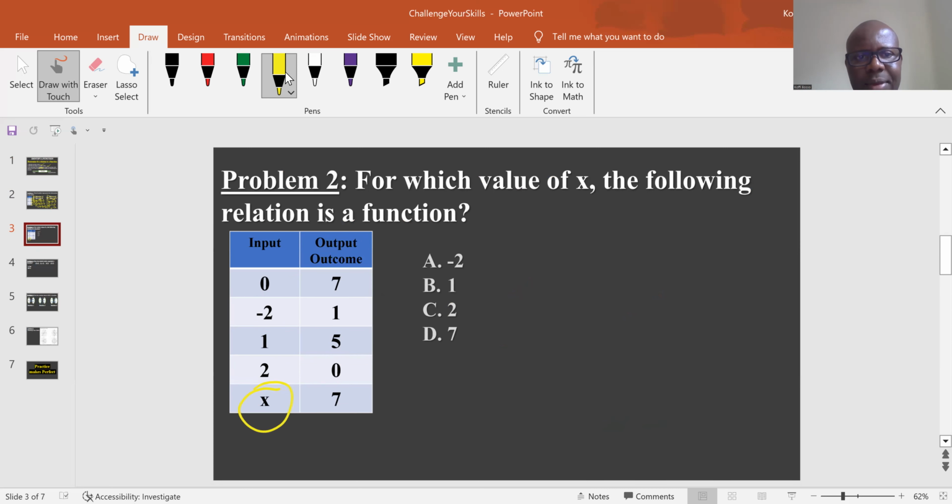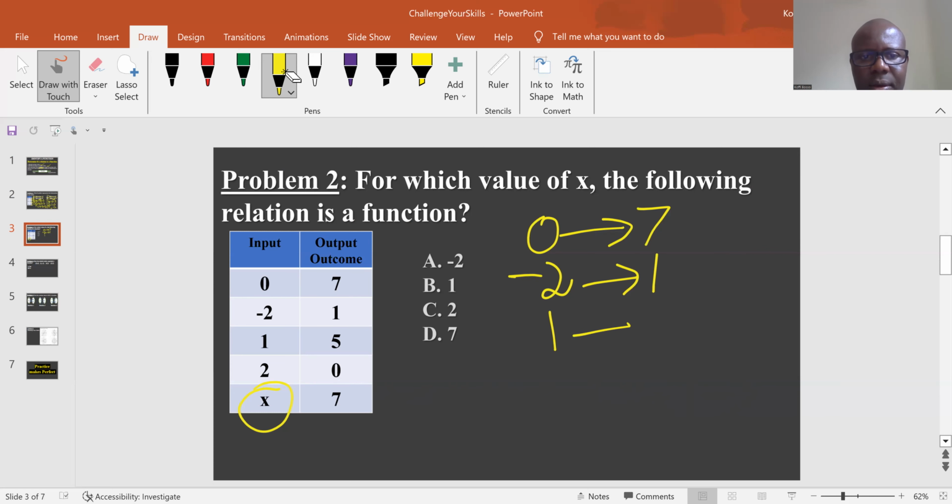Okay, that means what? 0 is input, and the 0 has one output, which is 7. -2 is input, it's related to 1. 1 is related to 5. 2 is related to 0. Now we have 4 choices.